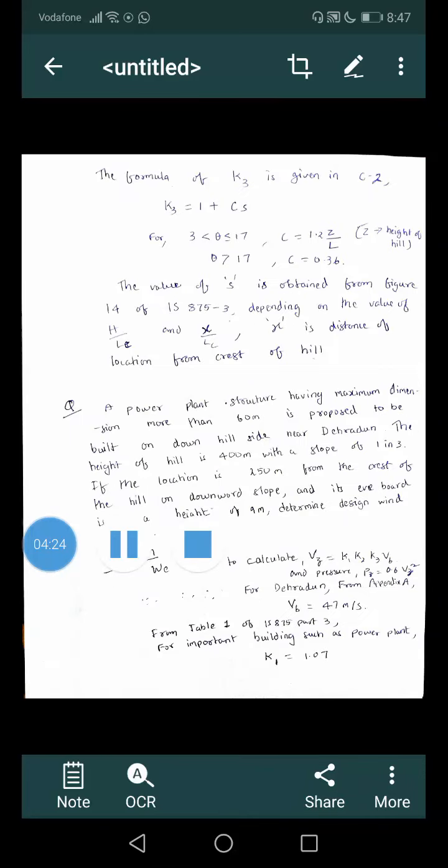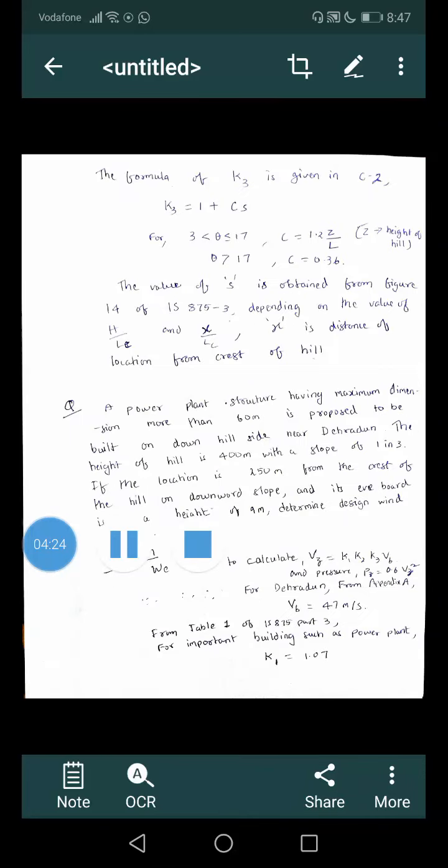The question is: a power plant structure having maximum dimensions more than 60 meter is proposed to be built on a downhill side near Dehradun. The height of the hill is 400 meter with a slope of 1 in 3. The location is 250 meter from the crest of the hill on the downward slope, and its eave board is at a height of 9 meters. Determine the design wind pressure. Actually, what is design wind pressure? First you need to calculate Vz, that is K1, K2, K3 into Vb, the design wind speed, and design wind pressure is Pz equals 0.6 Vz square.